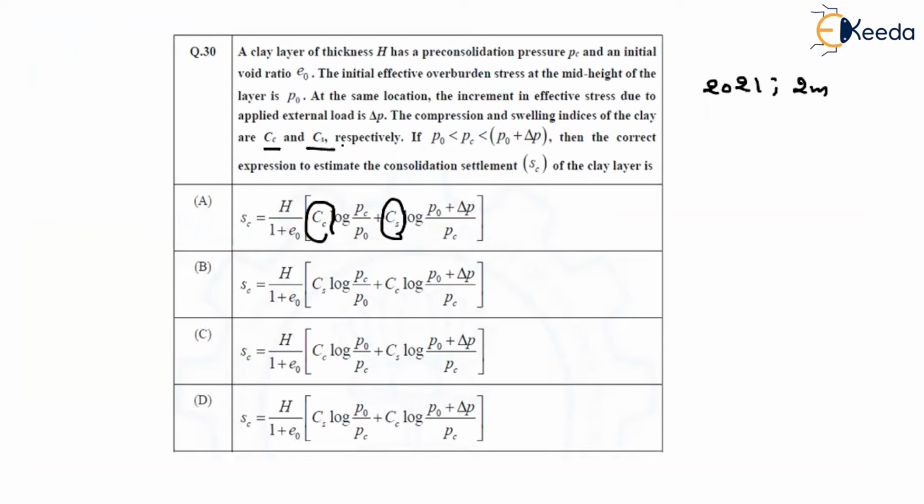Wherever there is a pre-consolidation pressure, the soil might have swelled, and there you have to use the swelling index. Otherwise, we use the compression index. So from P naught to Pc, this is the swelling part, so we have to use the swelling index. For the remaining value, we have to use the compression index. So the correct option is B.